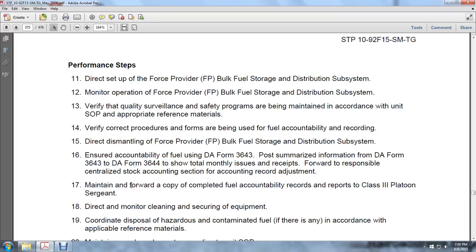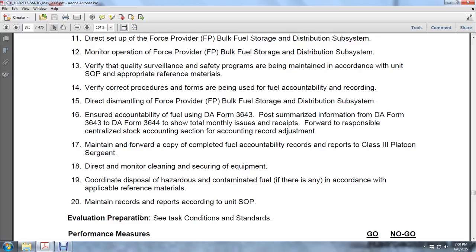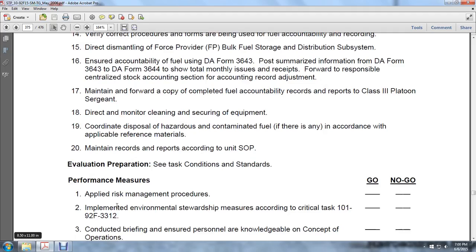Direct monitoring, cleaning, and securing of equipment. Coordinate disposal of hazardous material and contaminated fuels, if there are any, in accordance with the applicable reference materials. Maintain records and reports of the unit and standard operating procedures. See tasks, conditions, and standards.